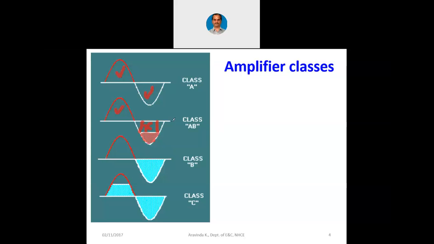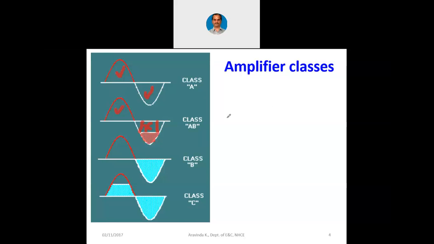Now, definitely audio amplifier cannot be class AB. Audio amplifier has to be class A only. But we can use this class AB in some other applications where audio signal is not there. There are many such applications in power electronics where the complete cycle of the AC waveform is not required.